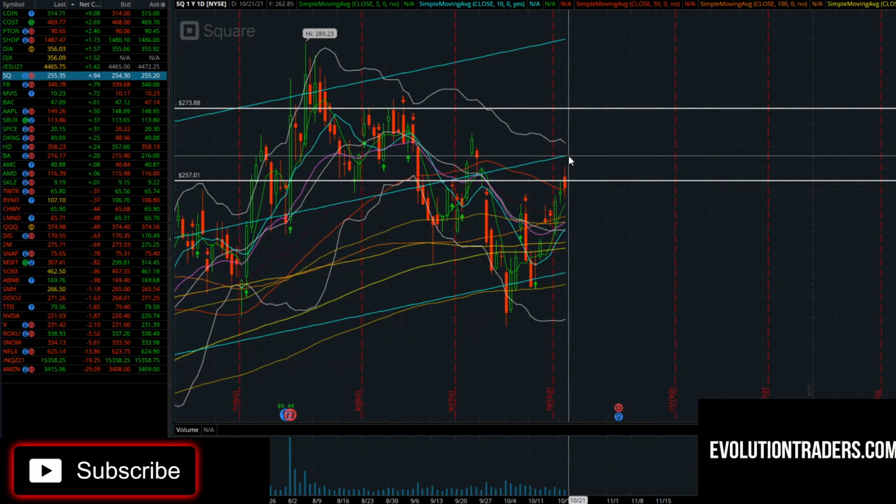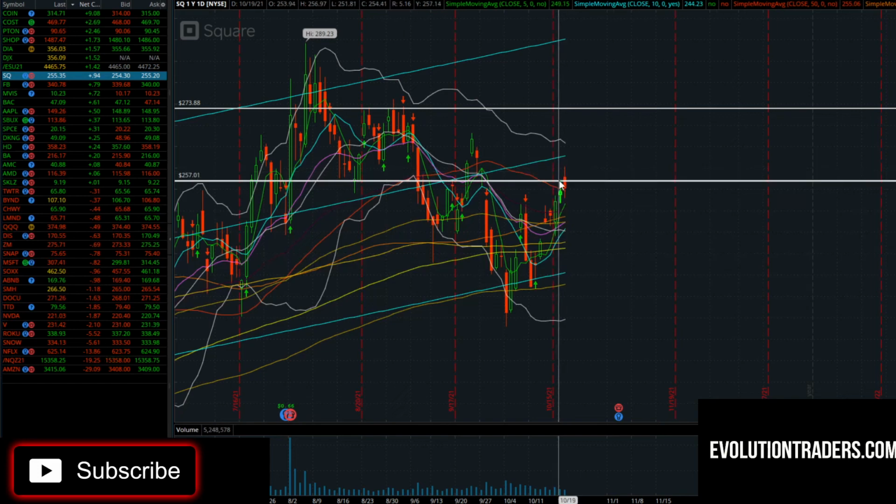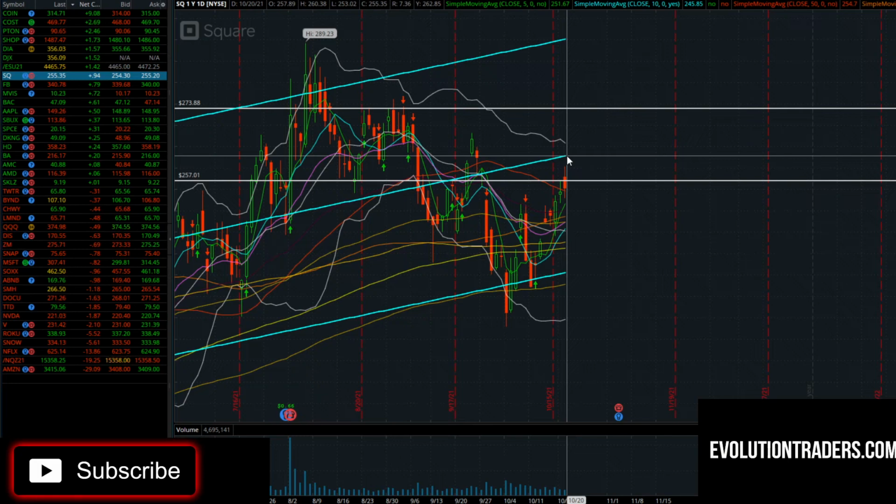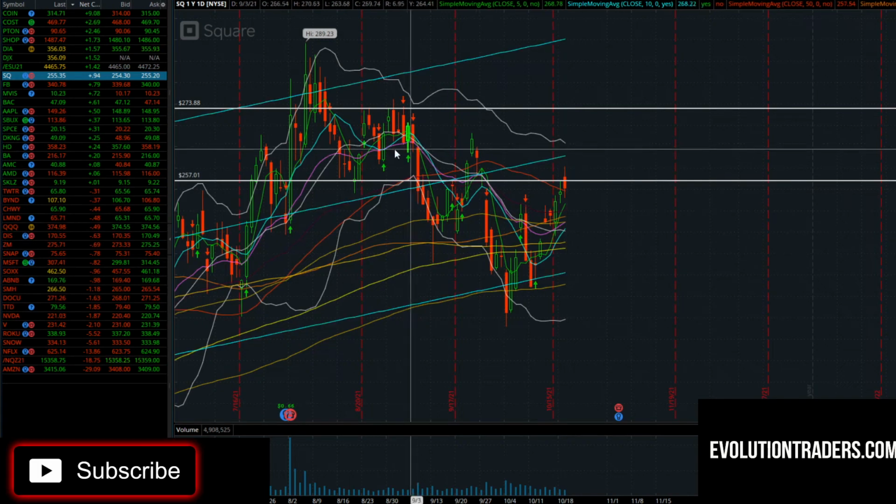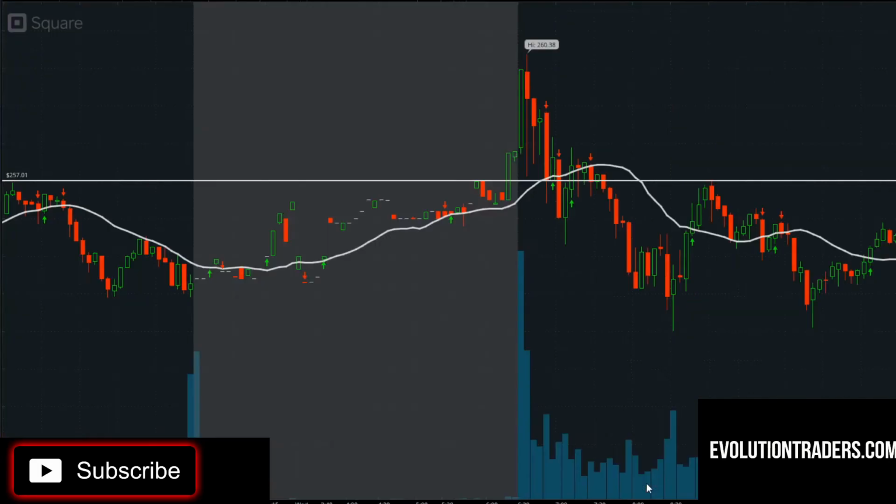That is at 262.85. So from 257 to 260 to 262 is 5 points worth of room, 5.5 points worth of room. So for me, there's enough room in this trade to scalp 1 point, 2 points, if it confirms 257. So if we go back to the 5-minute chart, because we're looking to scalp, and I go to Square, here's the 257 mark.